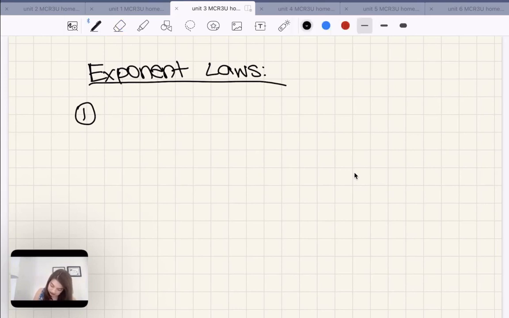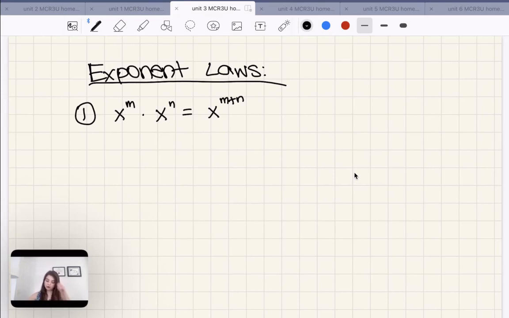let's use x to the power of m times x to the power of n is equal to x to the power of m plus n. So basically, long story short, in just English terms here, this says that if we have two exponents that have the same base and we multiply them together, we can add the exponents.